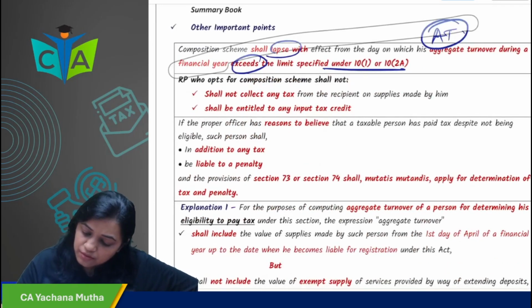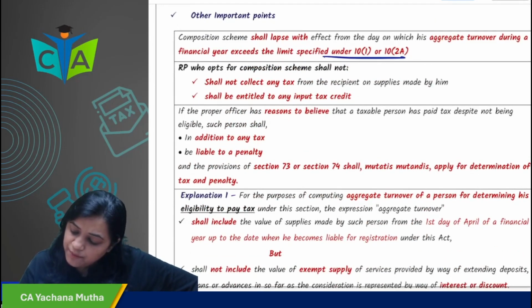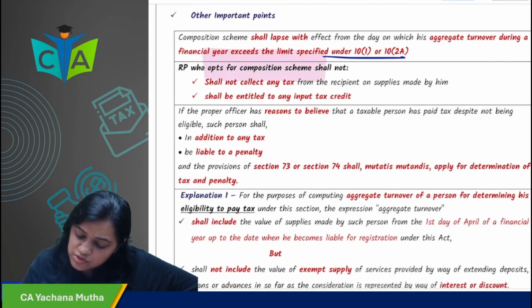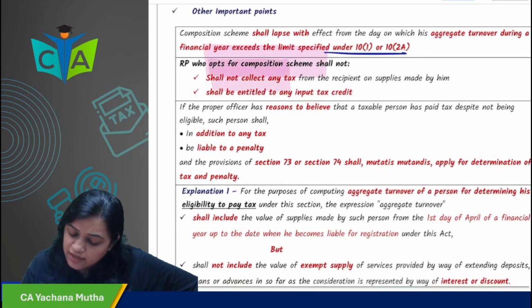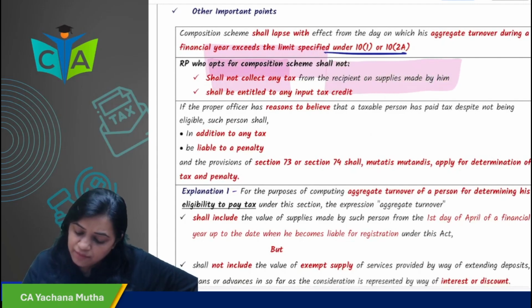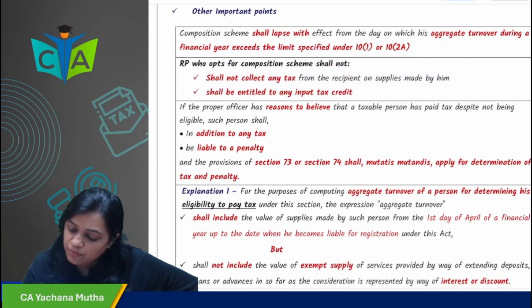Then, a registered person who opts for the composition scheme shall not collect any tax from the recipient on supply made by him, and shall not be entitled to any input tax credit.